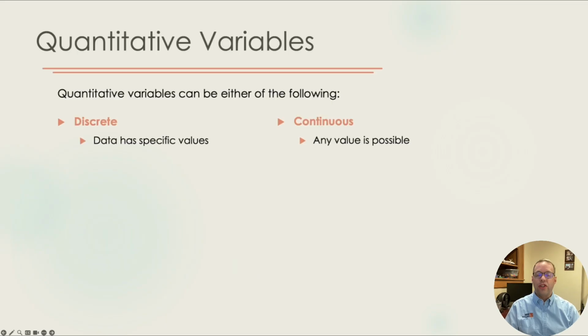All right, so we saw that variables can be divided into quantitative or categorical variables. Looking at quantitative, we can split those even further and talk about discrete quantitative variables and continuous quantitative variables. The difference is that a discrete quantitative variable has specific values.